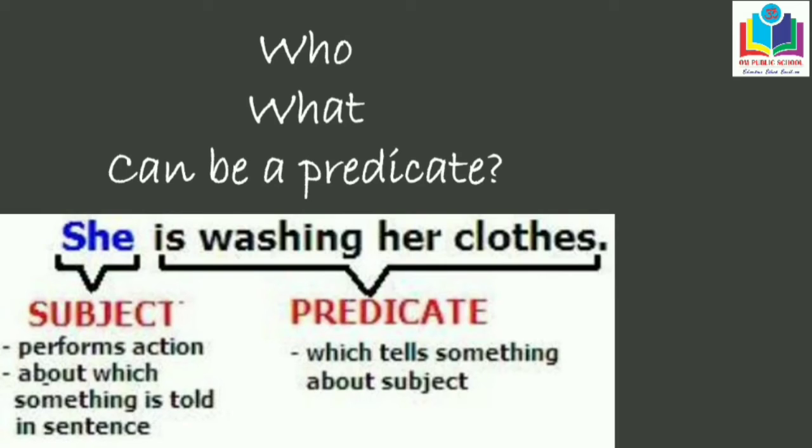Now to be clear over here, predicate will have a few verbs. It can have a noun. It might have some conjunctions. Remember that predicates will have a verb, it can have an adjective, and it might also have a noun. So to sum it up, subject performs the actions about which something is told in the sentence, and predicate tells us something about the subject.